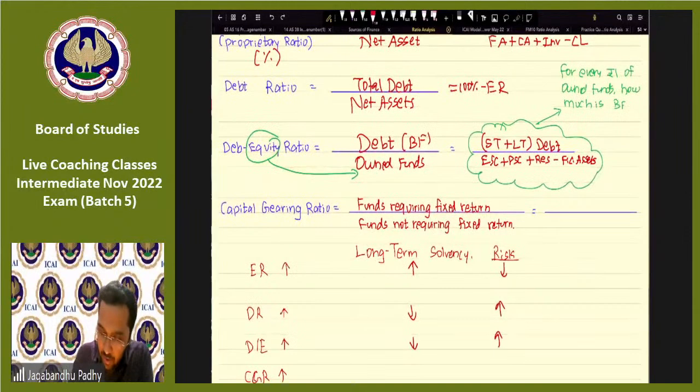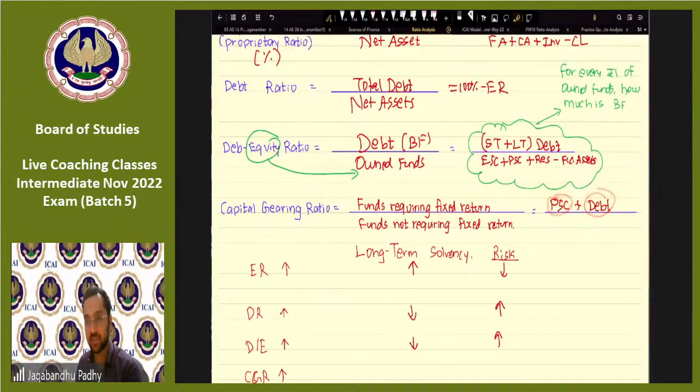So funds which require a fixed return are preference share capital and debt or borrowed funds, right? So we can say what is gear for us? It is preference share capital as well as debt. And obviously speed over here is return on capital employed, right?